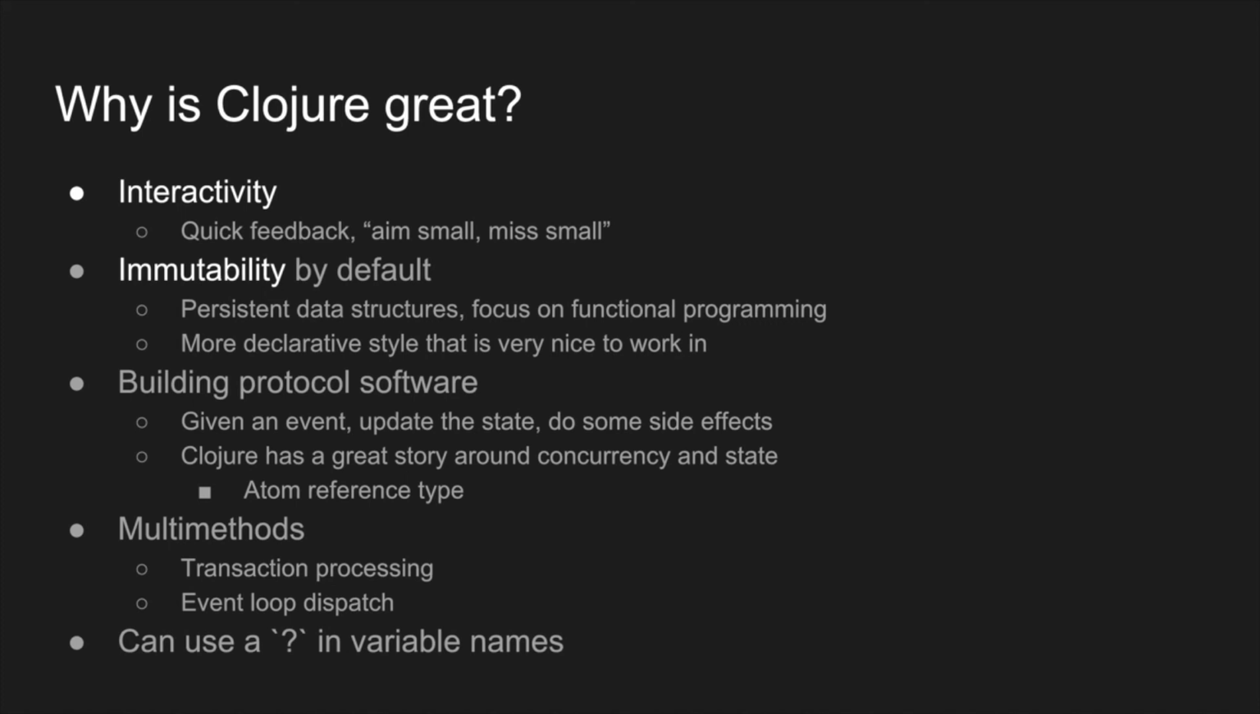Clojure has a great concurrency story. Its atom type, I have a bunch of atoms over the code base because they're really useful for this kind of thing. Multi-methods are great, to call out some smaller language features. And also that I can use question marks in variable names. I really like that. I don't know about anyone else, but it's really great for me.